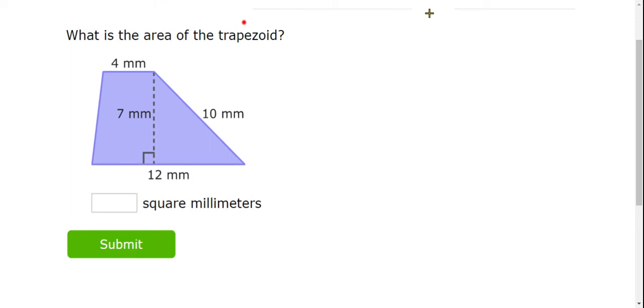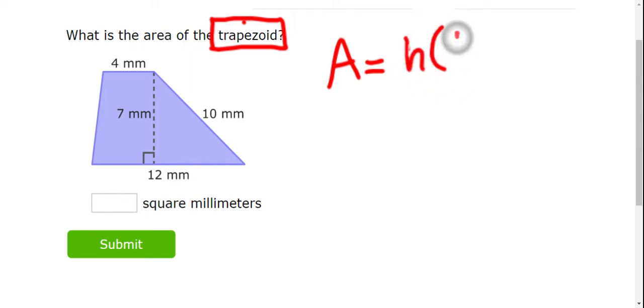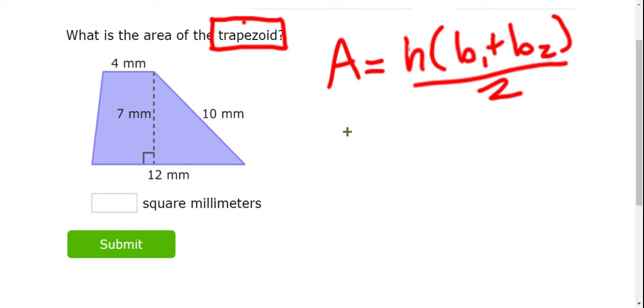All right, and now for the third shape that we use in 6th grade, we're going to look at a trapezoid. And the formula for the trapezoid is focused on base times height. But in order to get base times height, we have 2 different base lengths. We need to get 1. So we got the height times base 1 plus base 2 divided by 2.